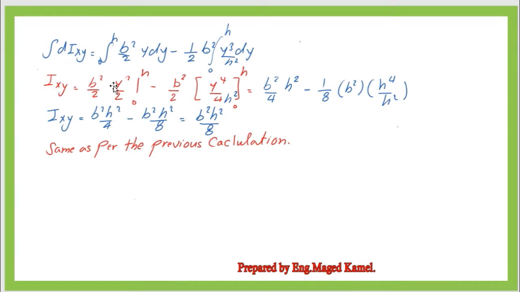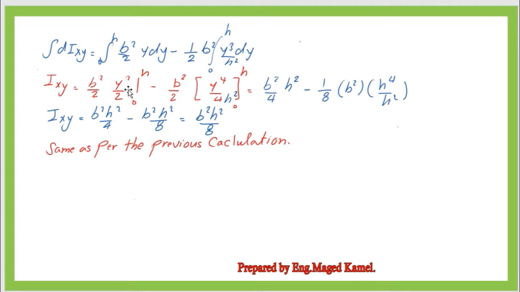We show the same expression in the next slide. The integration of dIxy equal to the integration from 0 to h of b squared over 2 multiplied by y dy, minus 1/2 b squared multiplied by the integration from 0 to h of y cubed dy over h squared. The integration of dIxy will be Ixy, and b squared over 2 will be a common factor. For the first term, y squared over 2 from 0 to h, minus b squared over 2 multiplied by y to the 4 divided by 4h squared.